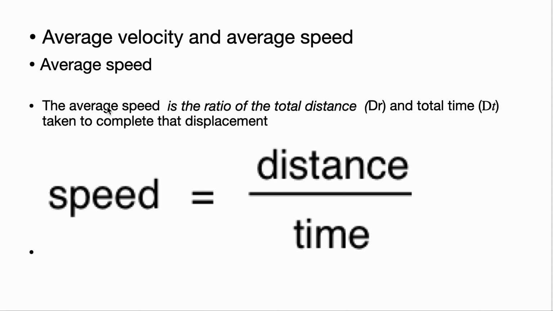So average speed. Average speed is the ratio of the total distance. Speed and velocity are the same, the difference is that in velocity we use displacement, in speed we use distance. So speed has no direction, it has only magnitude. So this is also the same, dx by dt, same formula.